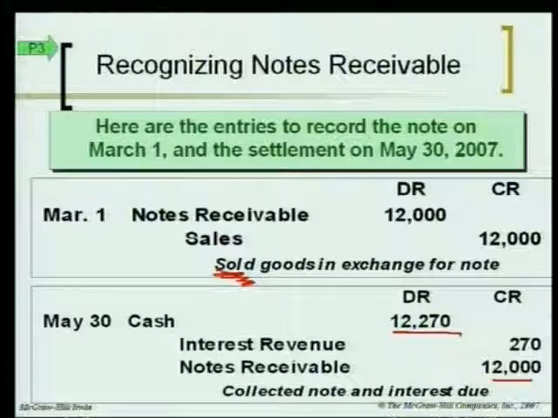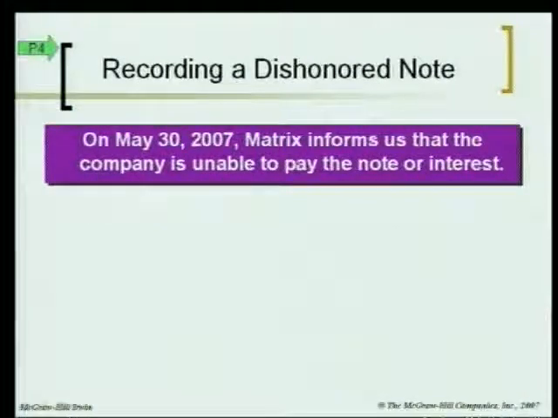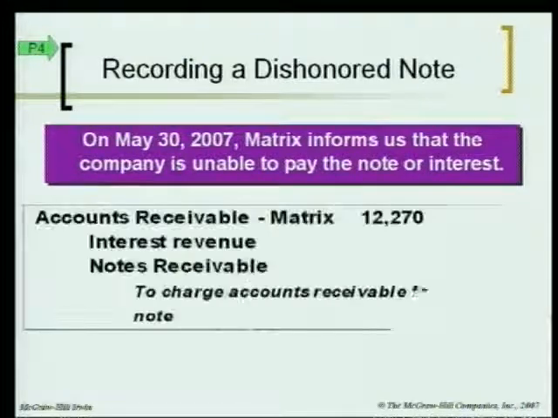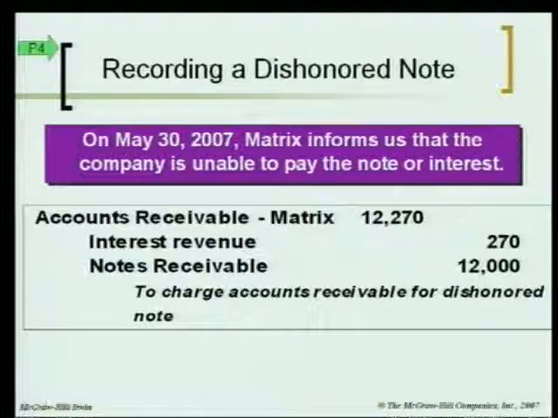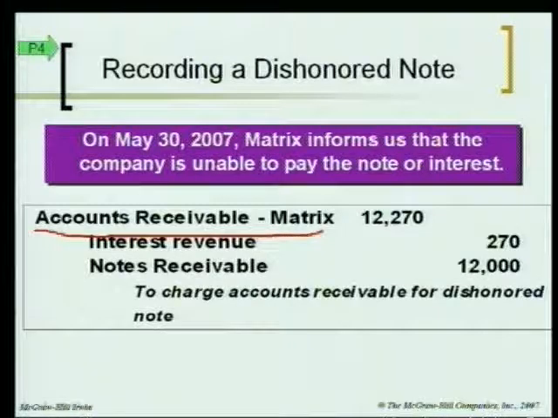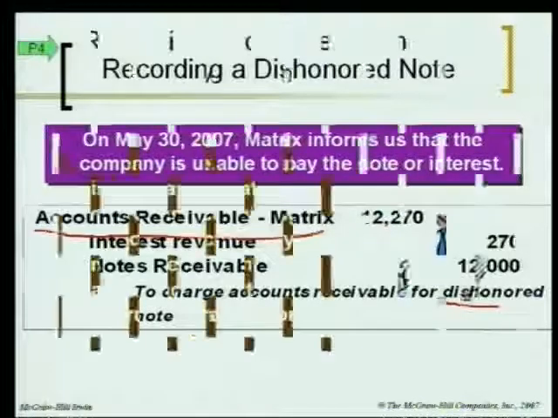Does that make sense? All right. Now, what about a dishonored note? This is when they inform us that they're not going to be able to pay it. Well, in that case, if they weren't going to pay it, we wouldn't debit cash. Instead, we would have to debit accounts receivable from this company. We'd have to set them up a receivable again. And that's if it's dishonored.